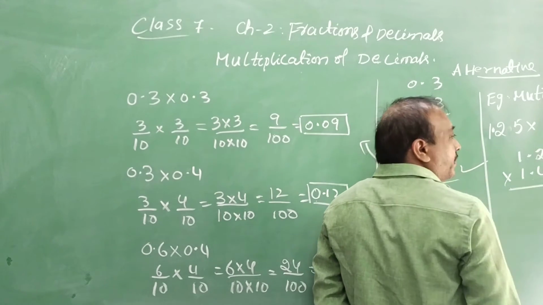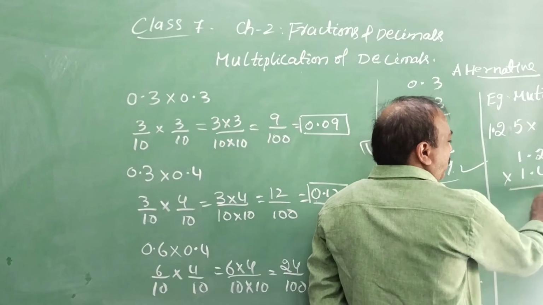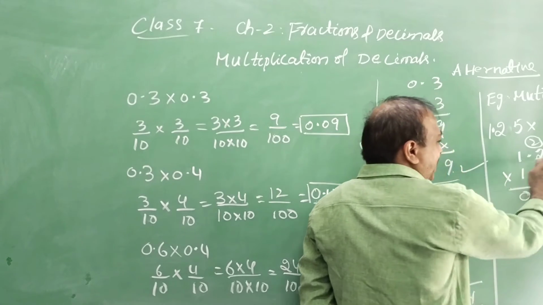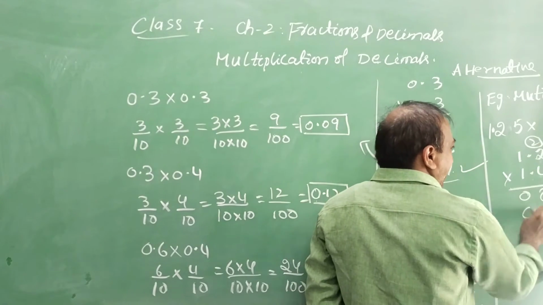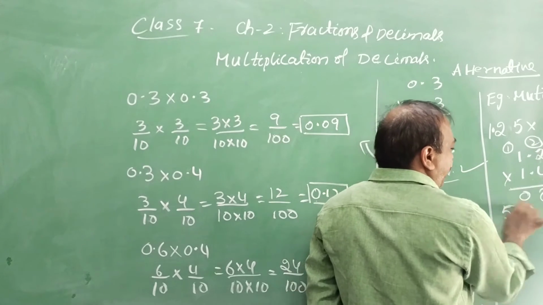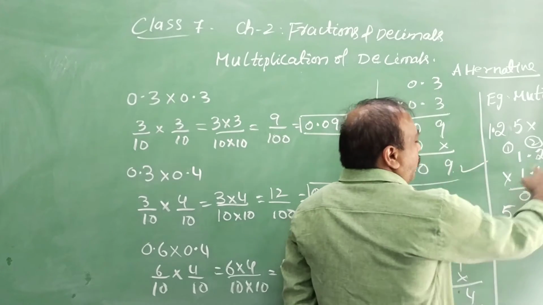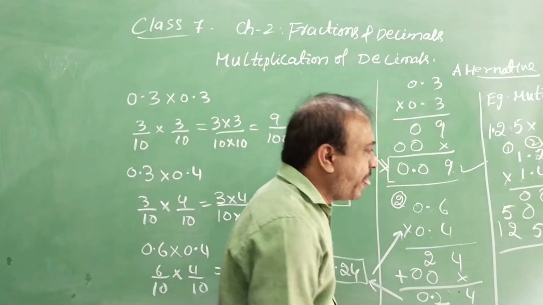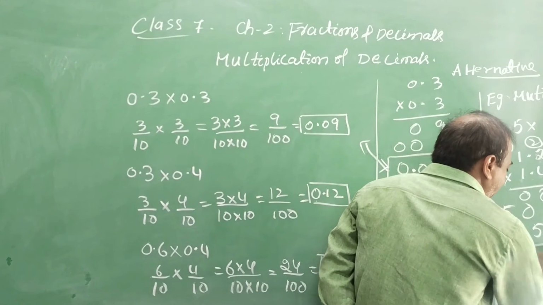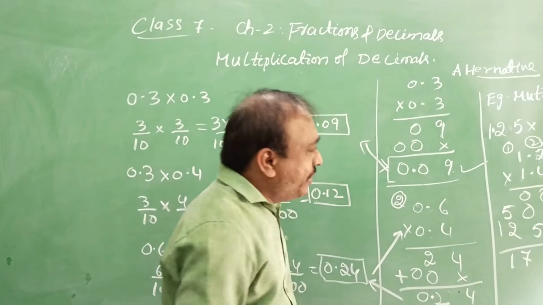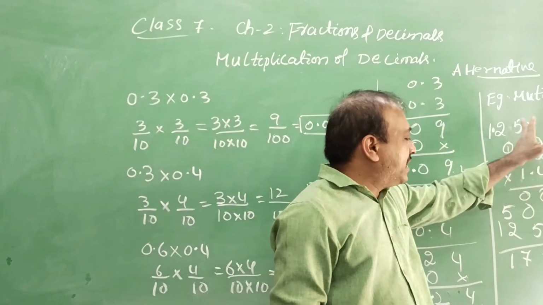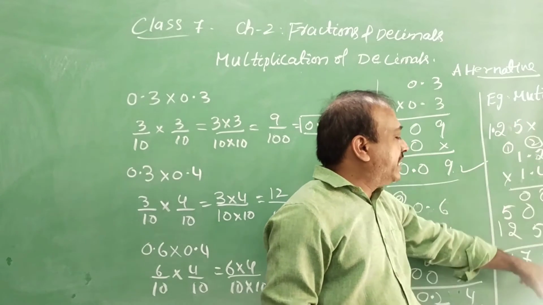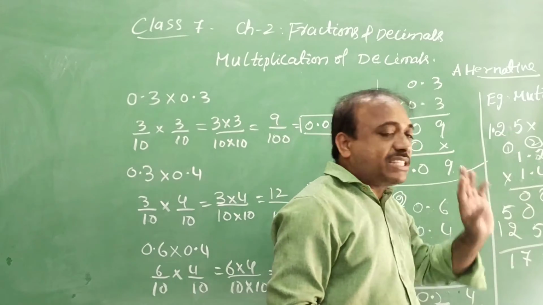0 5s are 0, 0 2s are 0, 0 1s are 0. Next, 4 5s are 20, 4 2s are 8 plus 2 is 10, 1 carry, 4 1s are 4 plus 1 is 5. Then second place, 1 5 is 5, 1 2 is 2, 1 1 is 1. We are adding all this. So 0, 0, 5, 7, 1. Even if you multiply with normal multiplication, 14 5s are 70, 7, 14 2s are 28 plus 5, 35, 3, 14 1s are 14 plus 3, 17.